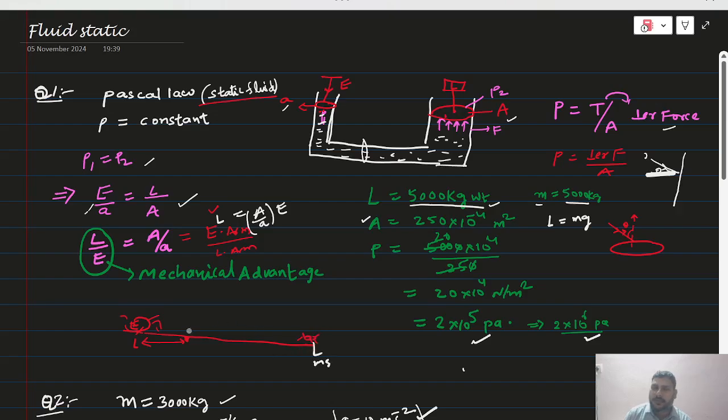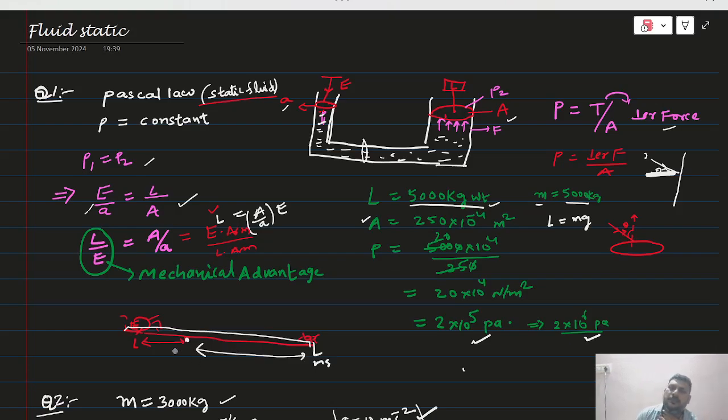In equilibrium and rotatory mechanics we will study this one, and here also it will be like mechanical advantage. Because of this platform, this is one mechanical advantage. So it is possible, right? The mass into some distance is equal. For example, the elephant is 10 tons, means 10 power 4 kg, and from this distance it is 10 meters.